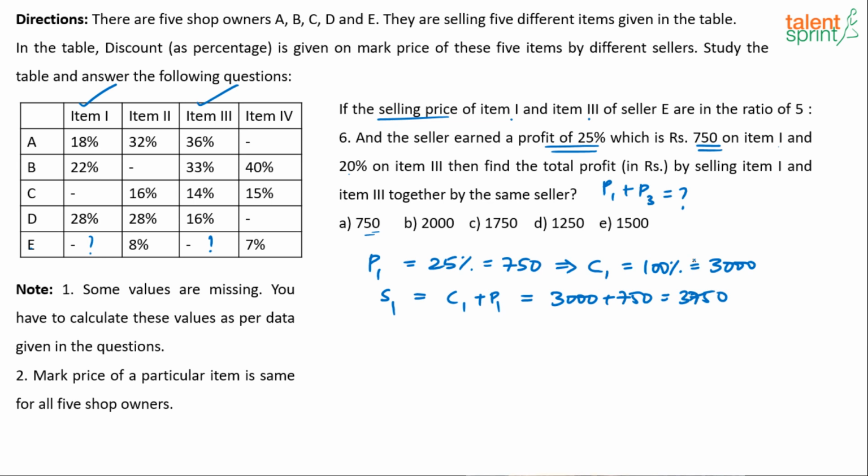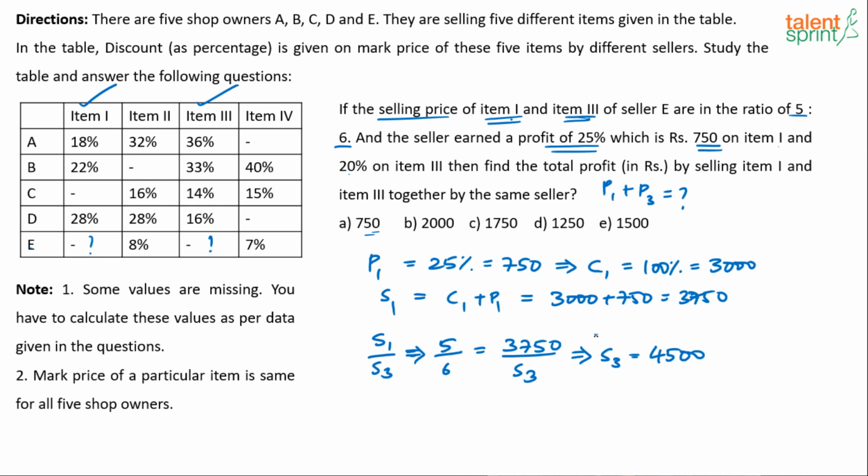Right? Now, we also know that the selling price of 1 and 3 is in the ratio of 5:6, meaning S1 by S3 is equal to 5/6. The selling price of item 1 is already known to us, 3750. So what is the selling price of item 3? We are taking the S1 by S3 ratio. It is 5 by 6, right? So that 5 by 6 should be equal to selling price of item 1, which is 3750, by selling price of item 3. By cross multiplying, you will get the selling price of item 3. And that's very easy, right? 5 parts is 3750. So 6 parts should be 4500. I mean, each part is 750 here. 750 into 5. So this should be 750 into 6, which is 4500. So I know the selling price of item 3 as well.